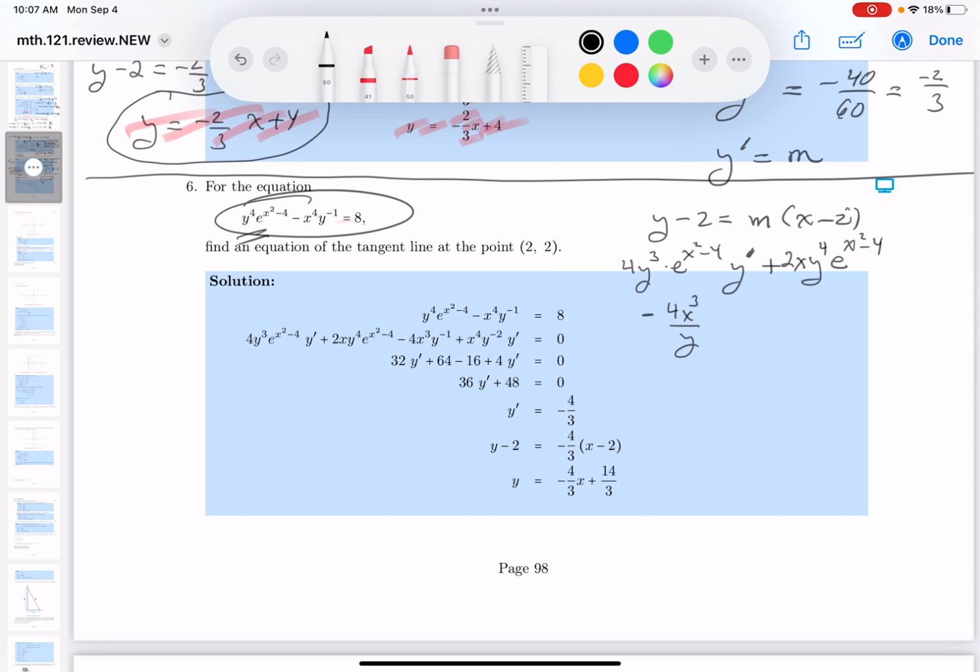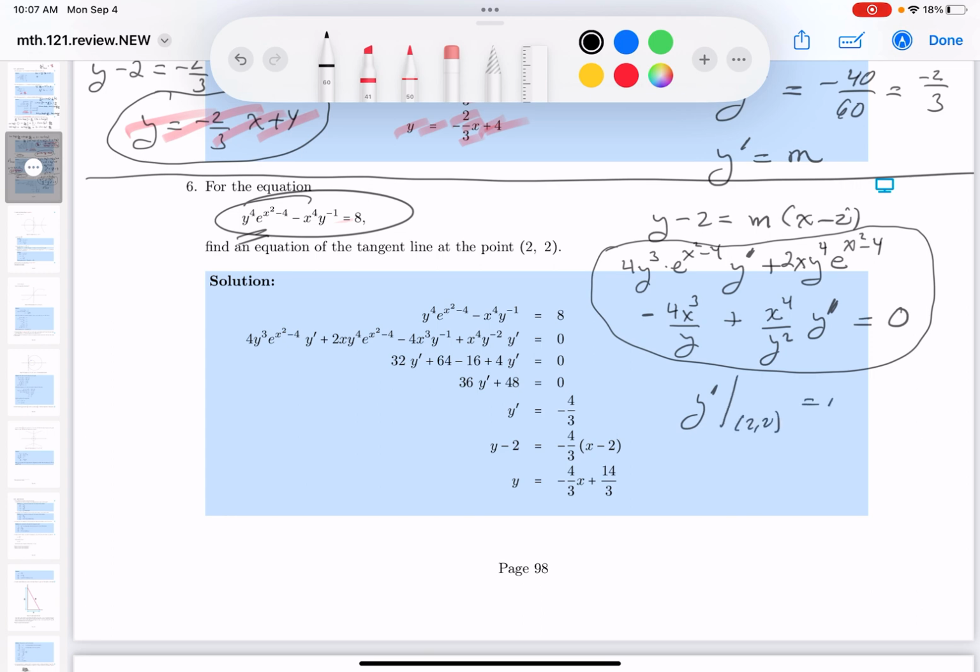Next up, well, I'm differentiating the y now, so it's going to be plus. What do you get? x to the fourth. Let's see, that's going to be y to the minus 2, so y squared in the bottom. And then dy dx, I'll just say y prime. Derivative of 8 is 0. Now what do I do? This is my derivative. And I'm going to use this to get y prime at the point 2, 2. And this is going to be the slope for the problem.